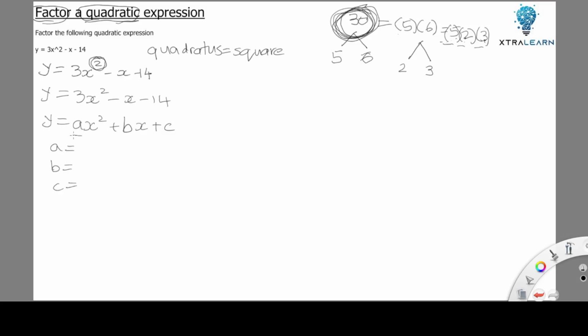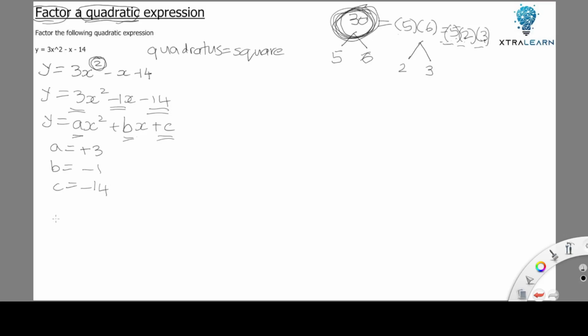A is the number in front of the x squared. So in our example, that would be plus 3 or positive 3. B is the number in front of the x. And so in our example, you see a minus sign in front of the x, but remember there's an invisible 1 there as well. So the b number is minus 1. And the c number is the number all by itself without any x's attached to it. And so that's this number here. It's negative 14. So we've got our a, b, and c numbers.